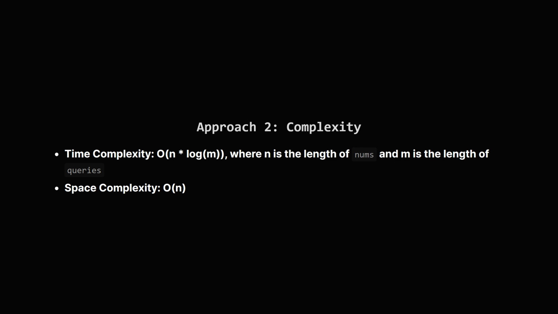Let's talk about the complexity of the binary search approach. The time complexity is big O of n multiplied by log of m, where n is the length of the nums array and m is the length of the queries array. The binary search itself takes log of m time, and within each check, we iterate through the nums array, which takes big O of n time. The space complexity is big O of n, as we create a difference array and a prefix sum array, both of which are proportional to the size of the input array, nums.